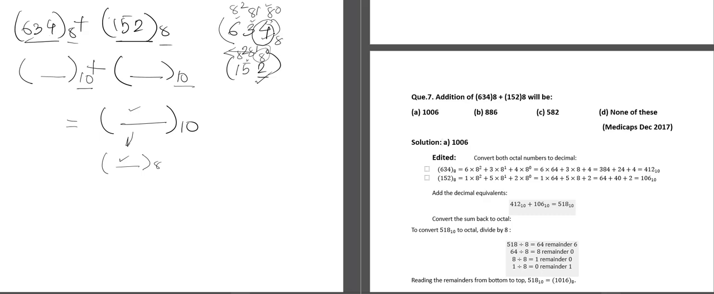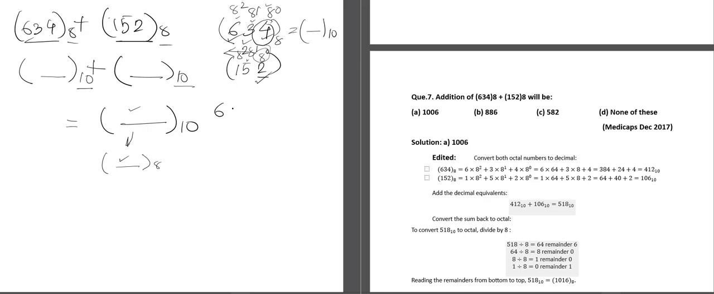Like in this case, this is the least significant bit. In this case, 8 to the power 0 should be multiplied with 4. And for this case, 8 to the power 1 should be multiplied with 3. And for this case, 8 to the power 2 should be multiplied with 6. And after that, those need to be added together to get the equivalent decimal number, right? So let us start with the conversion process.